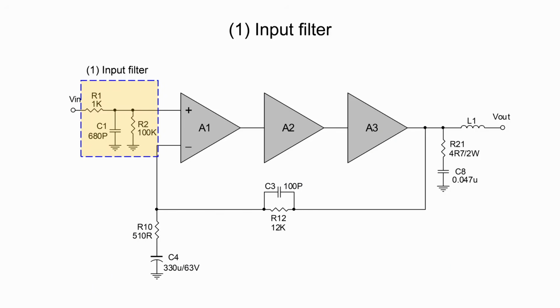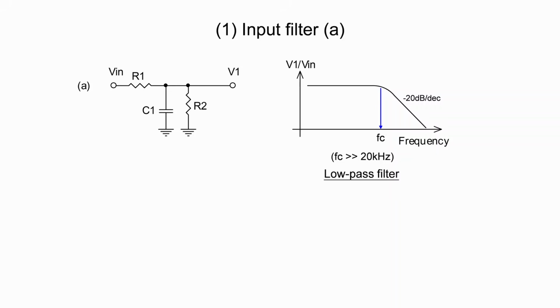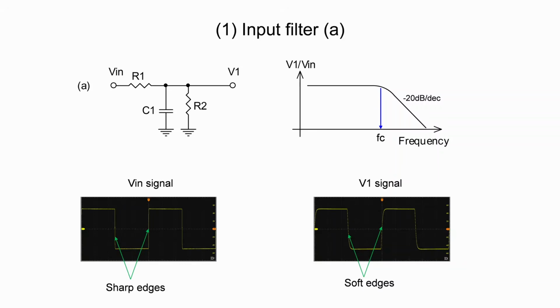The input filter is the first section we now start to look at. Here are 3 input filters, or networks, commonly found in power amplifiers. They are labeled as A, B, and C. Input filter A is the same one being used in this power amplifier. It operates as a low-pass filter, which is formed by resistor R1 and capacitor C1. If a signal has a fast rising and falling edge, in this example a square wave, the low-pass filter will soften the edges as shown in the picture.